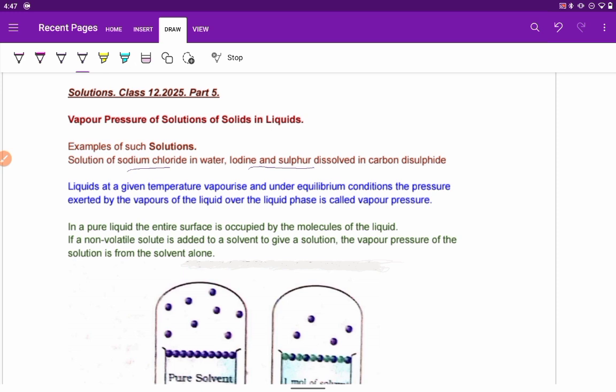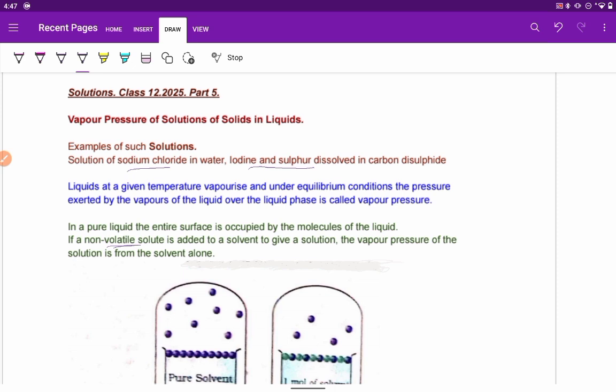In a pure liquid, the entire surface will be occupied by the molecules of the liquid. That is only natural because it is pure liquid, so the entire surface will be occupied by the molecules of the liquid. But if a non-volatile solute is added to a solvent to get a solution, the vapor pressure of the solution is from the solvent alone because it is a non-volatile solute.